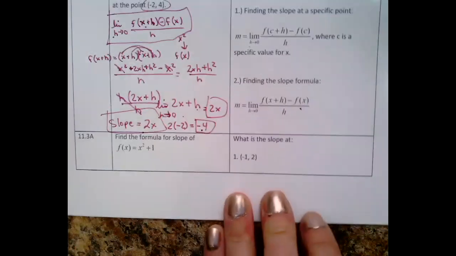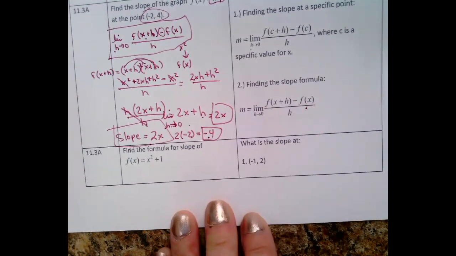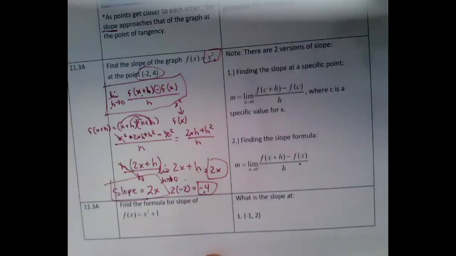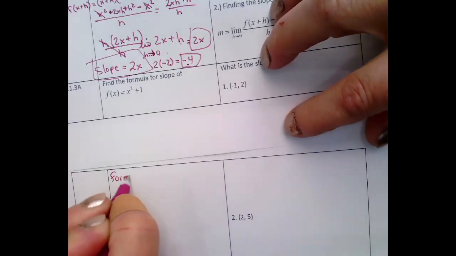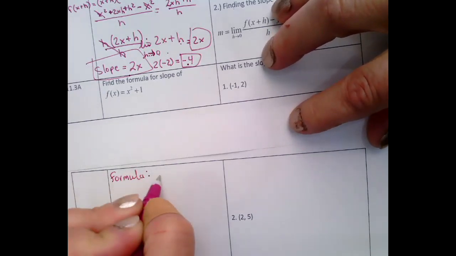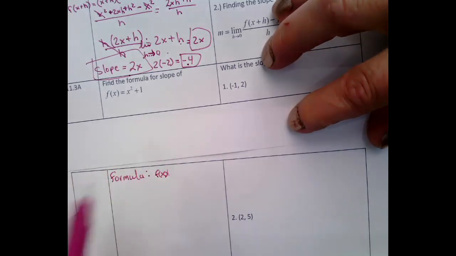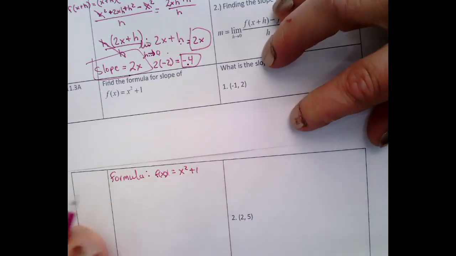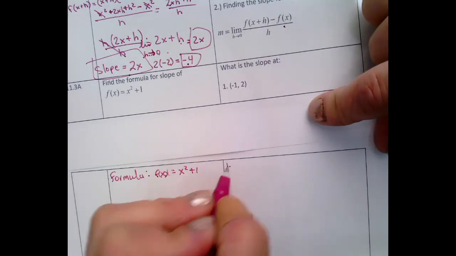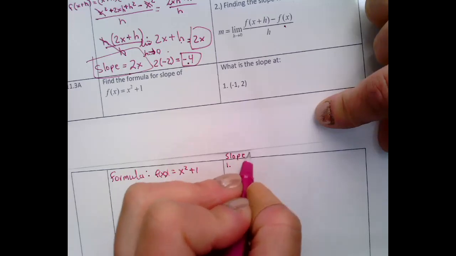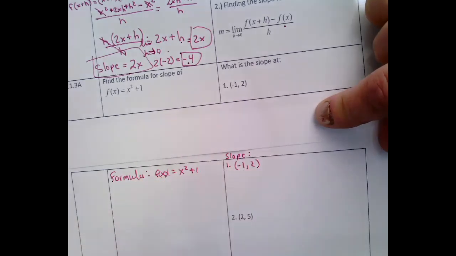So let's actually take a look at these. The first one is going to be find the formula. So the first one, we're looking for the formula for f of x equals x squared plus 1. The next one, we're going to find the actual slope at this point, -1, 2. So I can get rid of this sheet of paper, and now we can find the formula.